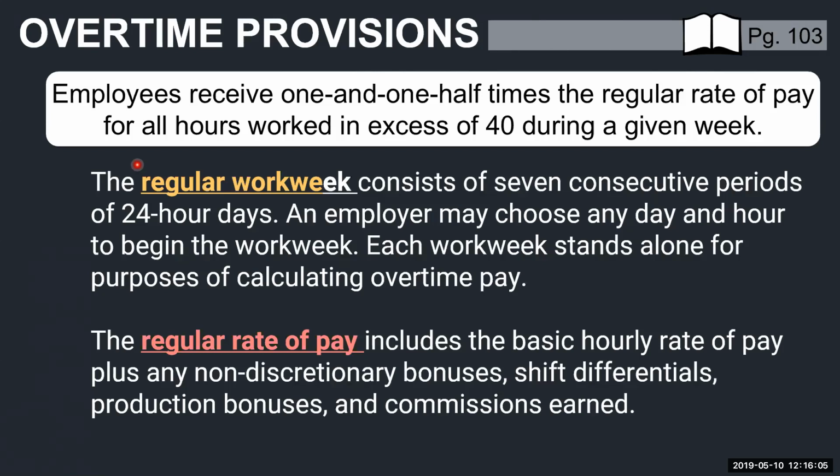FLSA defines regular work week as 7 consecutive 24-hour periods. Think of manufacturing plants. Think of retail. Think of restaurants, hotels. They don't just necessarily operate Monday to Friday, 9 to 5. So it's 7 consecutive 24-hour periods. That's what a regular work week is.